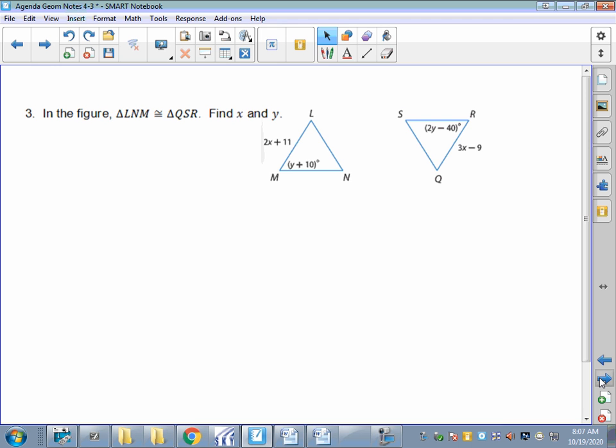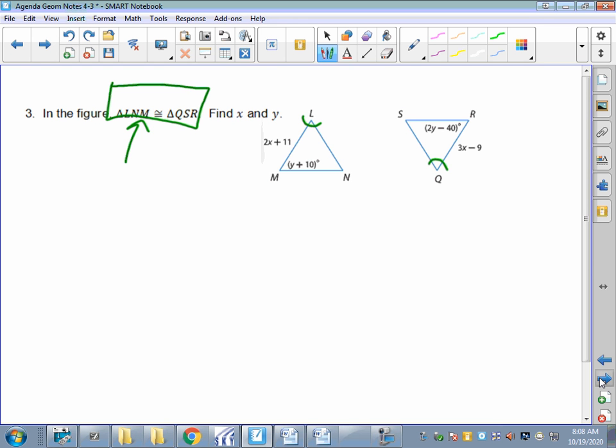In this figure, oh, this one's a tricky one. Triangle LMN is congruent to QSR. Here's my congruence statement. Feel free to mark things. What does angle L have to be congruent to? L and Q are both listed first, right? L and Q are both listed first, so those guys have to be congruent.